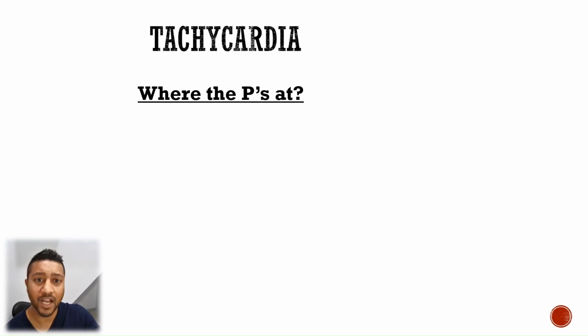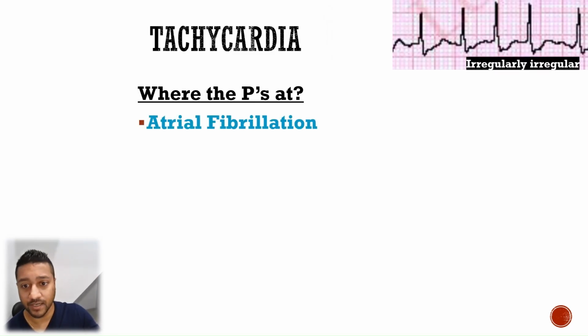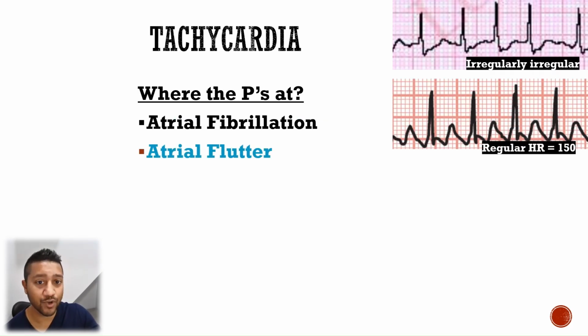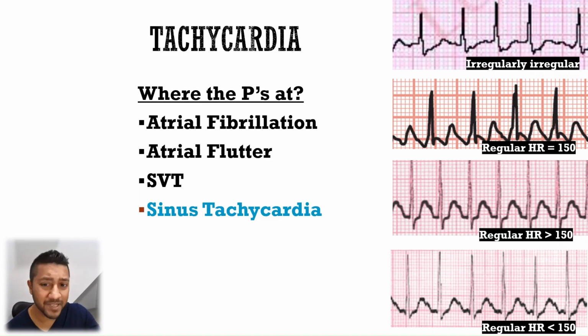In addition to STEMIs, another common topic on the boards is tachyarrhythmias. So if I see evidence of a fast heart rate on an EKG and I don't see any P waves, I know that I'm likely dealing with one of four tachyarrhythmias. If it's irregularly irregular, that's atrial fibrillation until proven otherwise. Meanwhile, if it's a regular rhythm and a rate of 150, that's probably atrial flutter. If it's a regular rhythm and a rate of 150 or more, like 170s, it's probably supraventricular tachycardia. Meanwhile, if it's a regular rhythm and a rate less than 150, it's probably going to be sinus tachycardia.